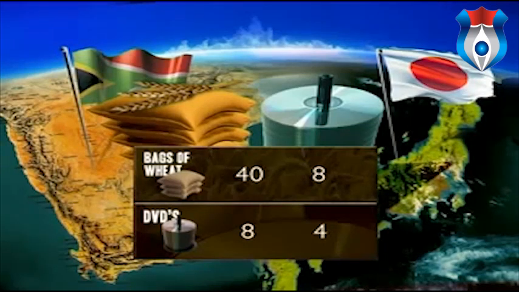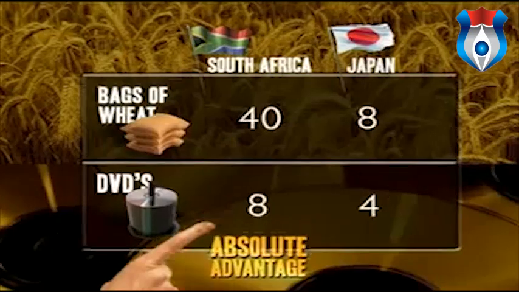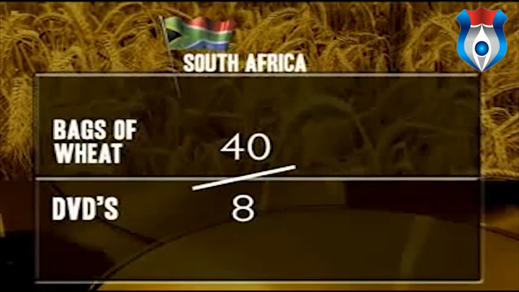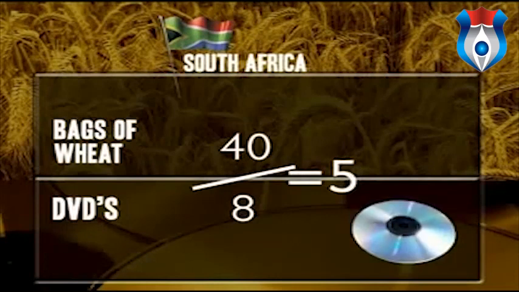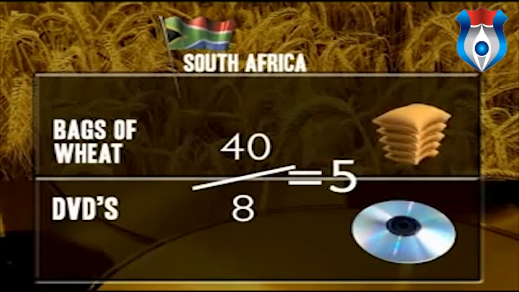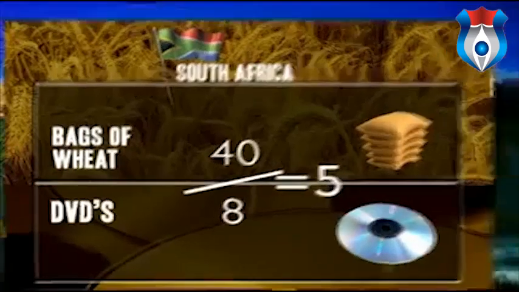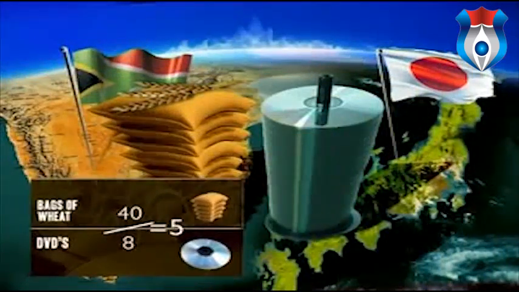The best way to help South Africa decide how to allocate resources is to calculate how much it costs to make one DVD. Comparatively, how much wheat does South Africa have to give up to make one DVD? It's not too tricky. Divide 40 by 8, which gives us 5. So for each DVD we produce, we could have grown 5 bags of wheat. In other words, each DVD we make costs South Africa 5 bags of wheat.